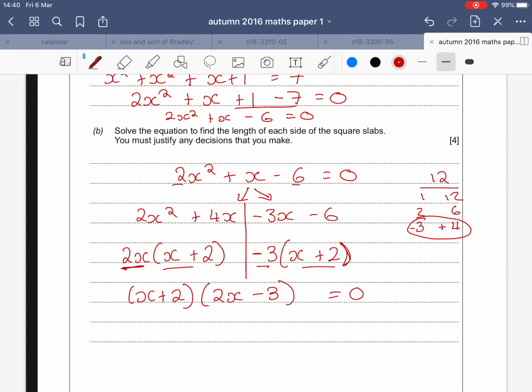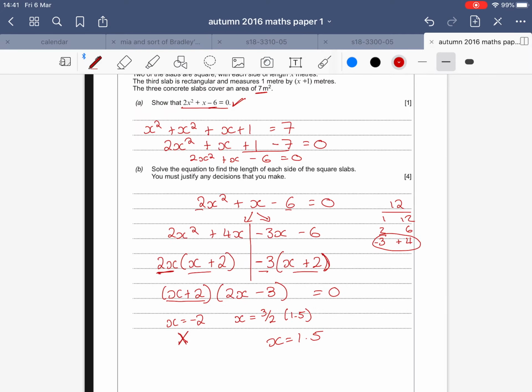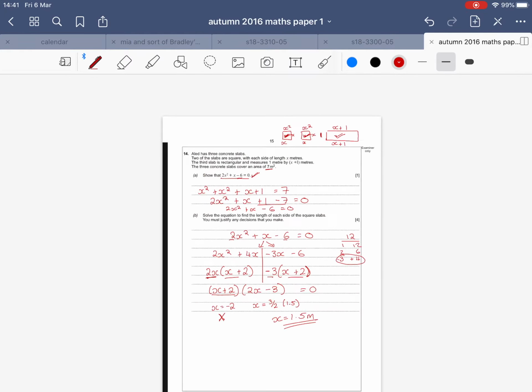Because obviously we're solving this, you want to know what x is to make 0. So the first bracket, what would x need to be to make 0? x would need to be minus 2, because minus 2 add 2 is 0. What would x need to be to make 0 in this one? It would need to be 3 over 2, or 1.5, because 2 lots of 1.5 take away 3 is 0. Now, in context of the question, we're looking for a length. Obviously, you can't have a negative length, so therefore x has to be 1.5. Are we in centimetres as well? No, we're in metres. Okay, so x is 1.5.